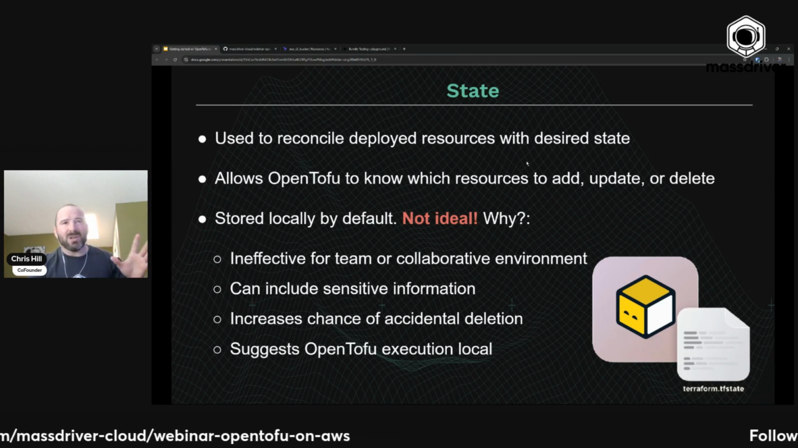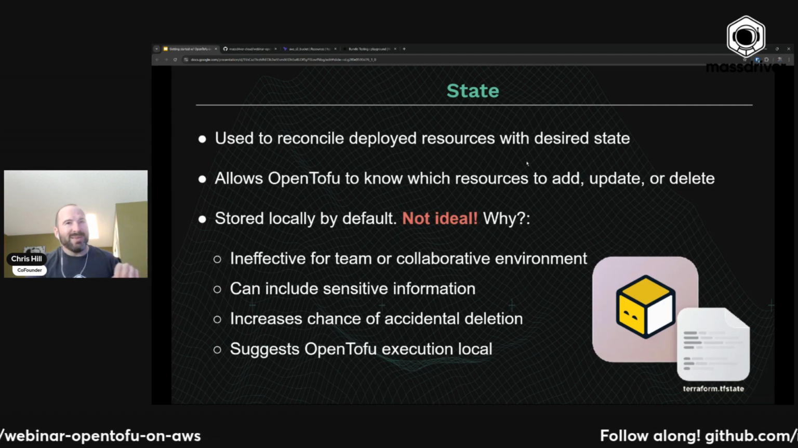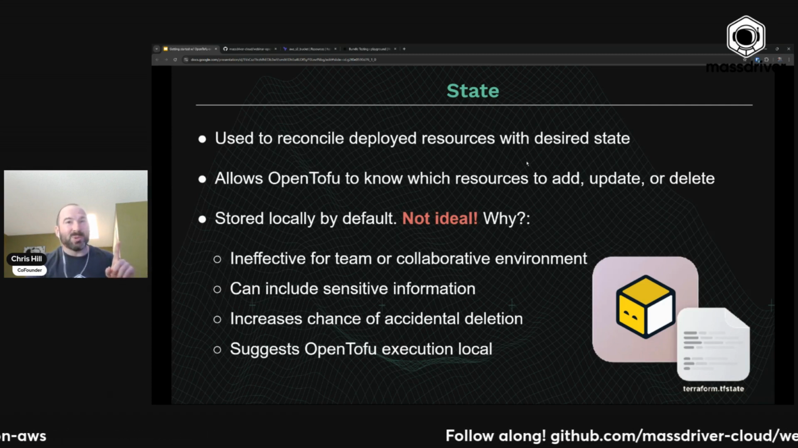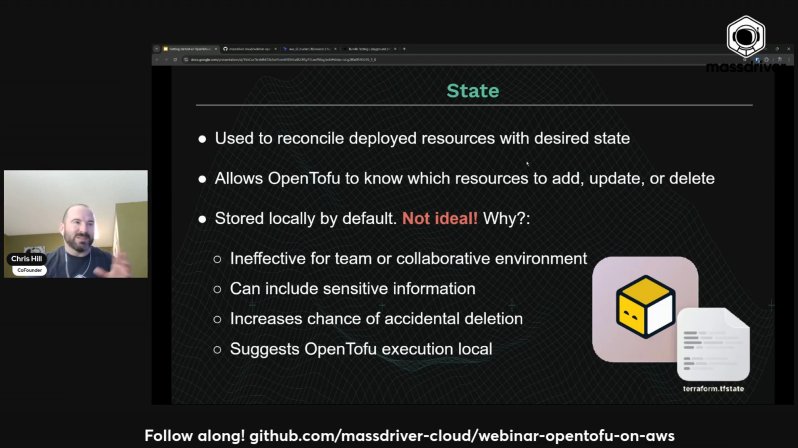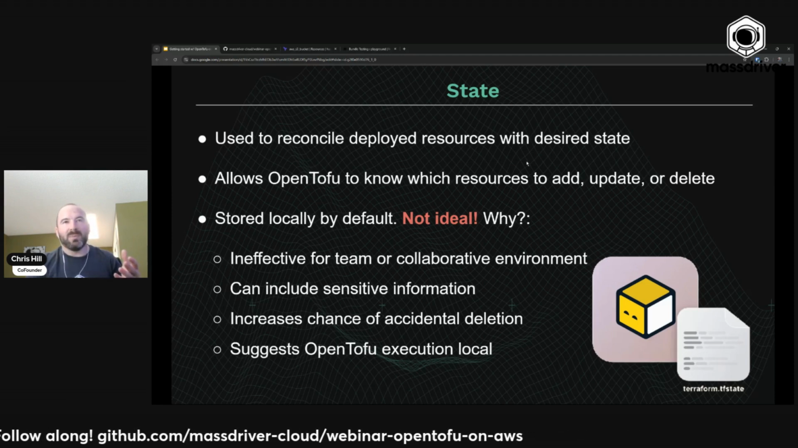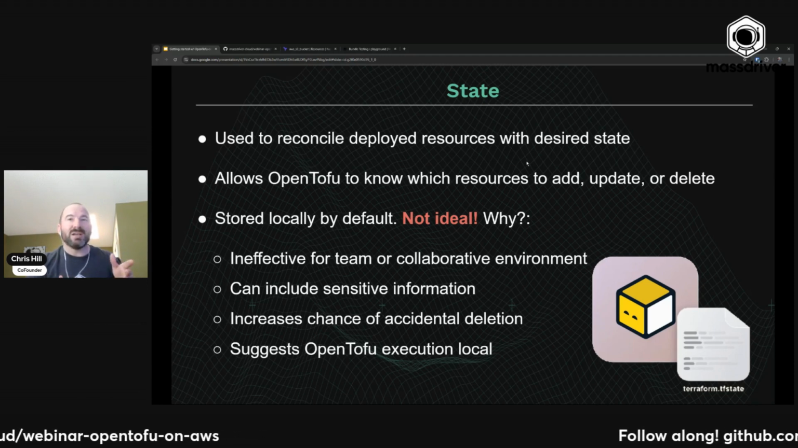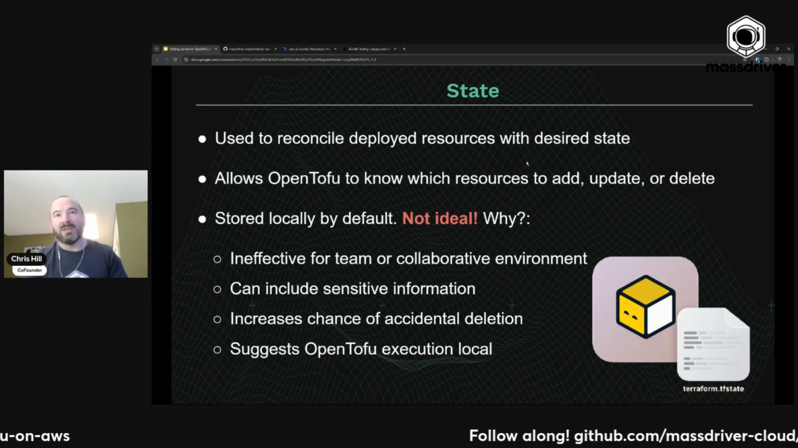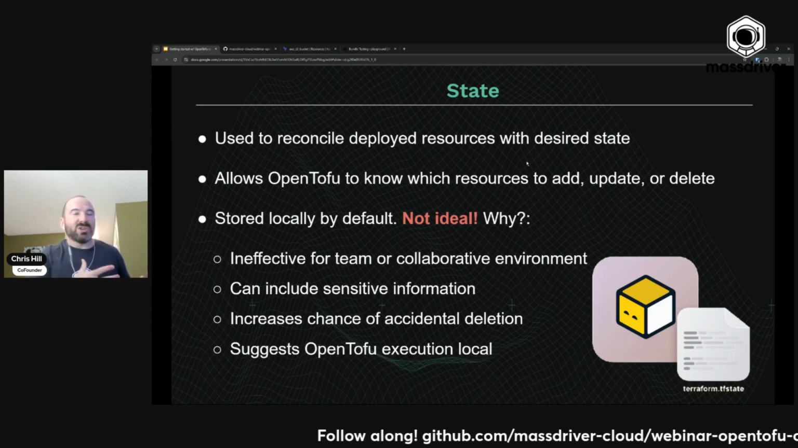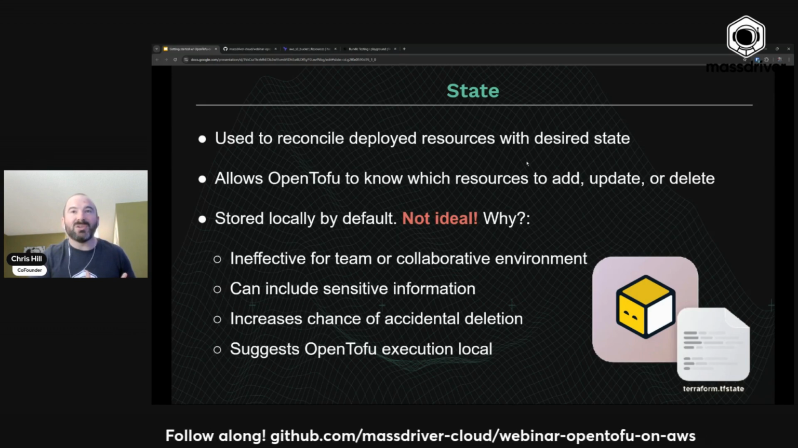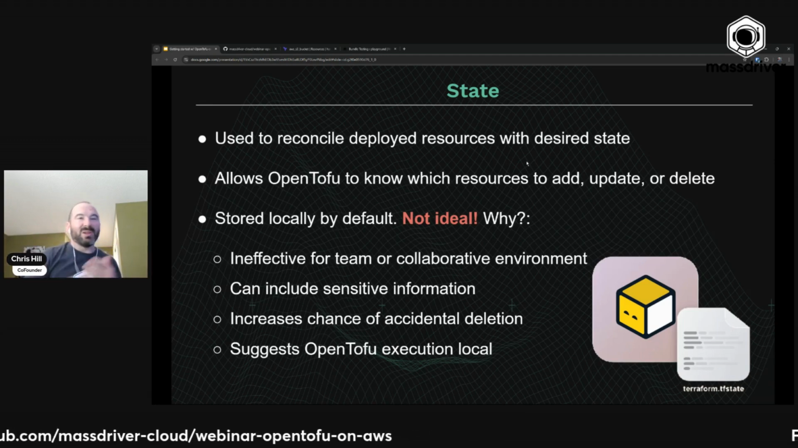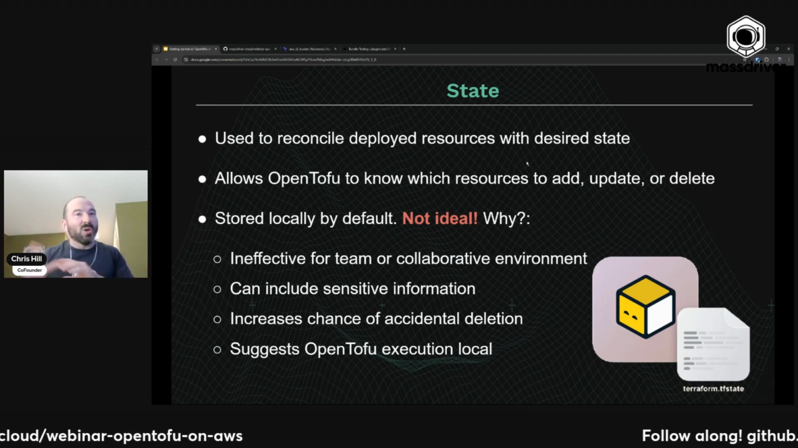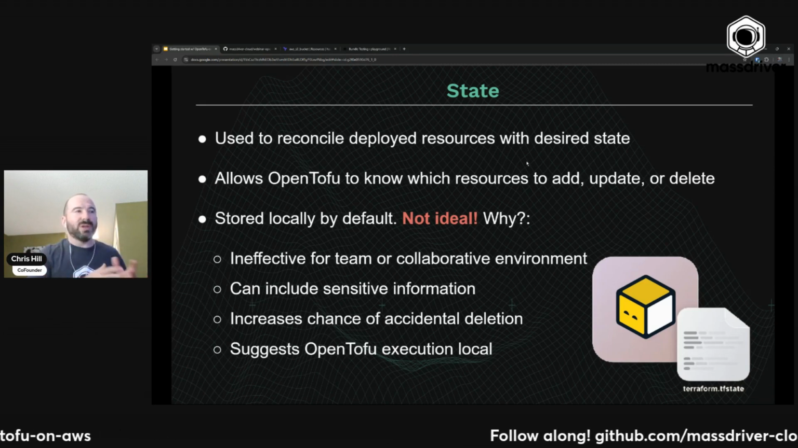The last thing is kind of a subtle one. If you have state locally, it kind of implies that you're probably also running your OpenTofu locally, and it's best to not be executing your OpenTofu locally. If you can move it into automation, CI/CD, that's always a better way to be executing it, because if you're executing locally, it also means that you likely have root credentials to whatever environment you're deploying into, which is also not a great situation to be in. So those are all the reasons why you should be using remote state.